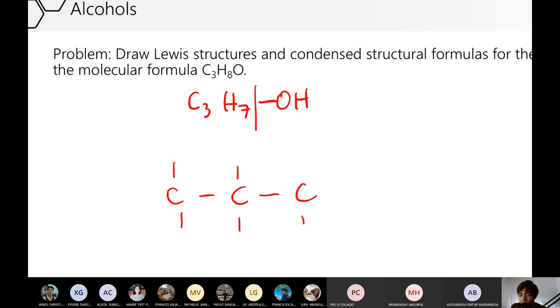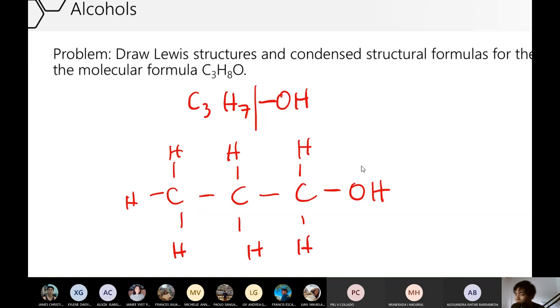Yung carbon, pagdugtong-dugtongin mo. Yung hydrogen, ilagay mo sa mga dulo-dulo. Tapos, yung OH, pagsamahin mo na. Pwede mo rin pakita yung bond, pwedeng kahit hindi na. Basta automatic na pag OH magkatabi, alcohol yon na. So, this is one structural formula for structural isomer for this alcohol. Okay, so yan yung Lewis structure.